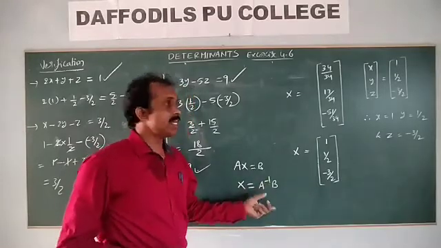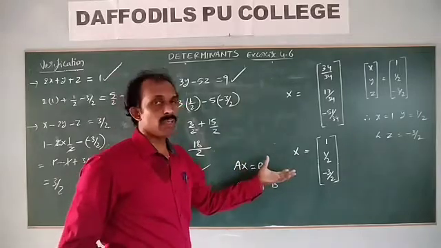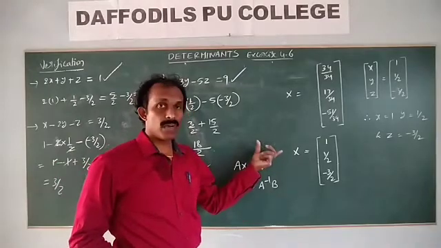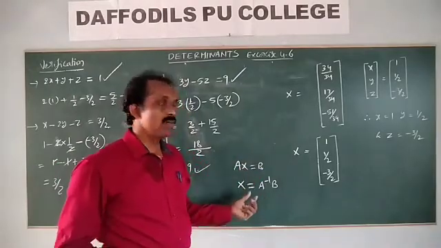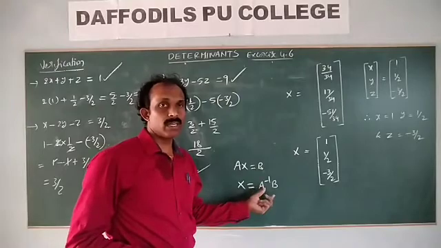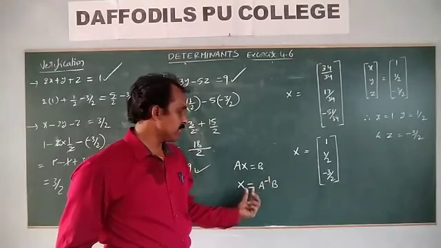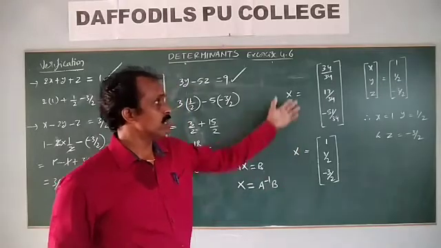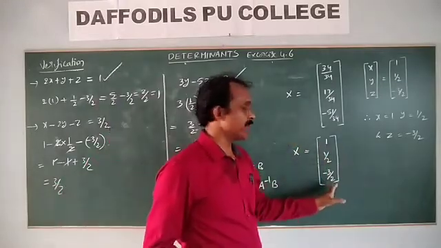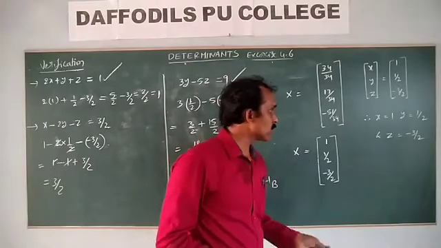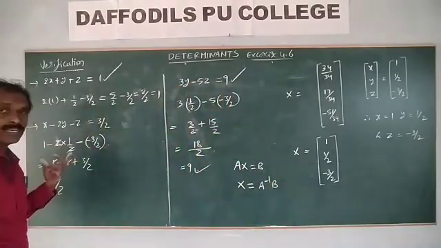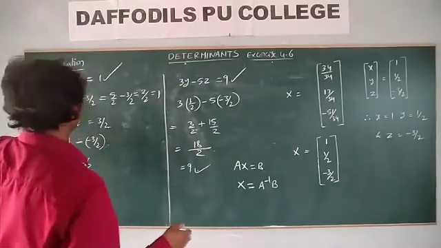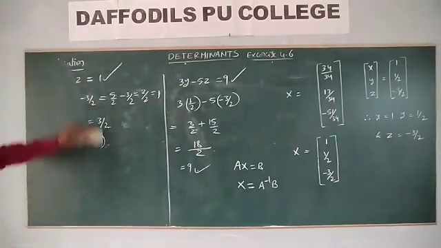Then we continue the problem. Adjoint A means transpose of the cofactors of A. So first of all you find the cofactors of A. Next you take transpose of that cofactors, that is nothing but adjoint A. Finally A inverse is 1 by det A into adjoint A into B. B means constant matrix. So we get this answer x is equal to 1 by 2, minus 3 by 2. Verify whether your answer is correct or wrong using the given system of equations. This is the 5 marks.